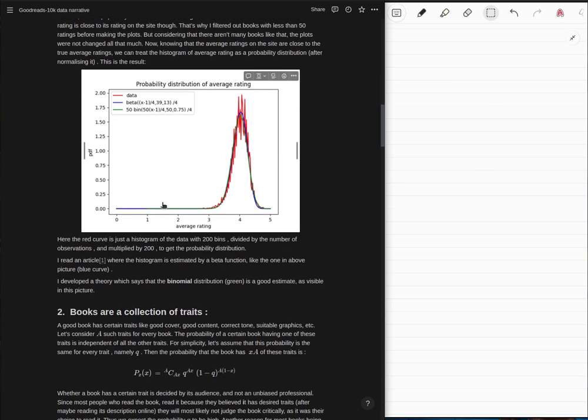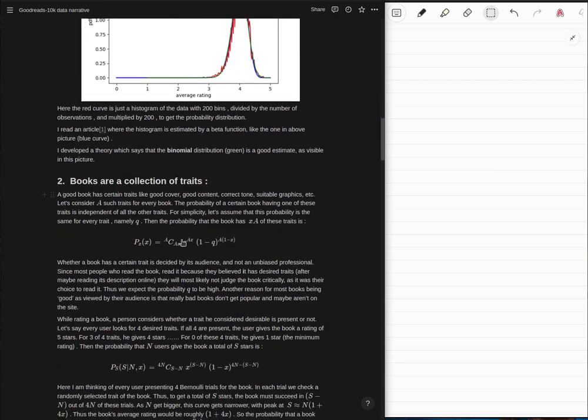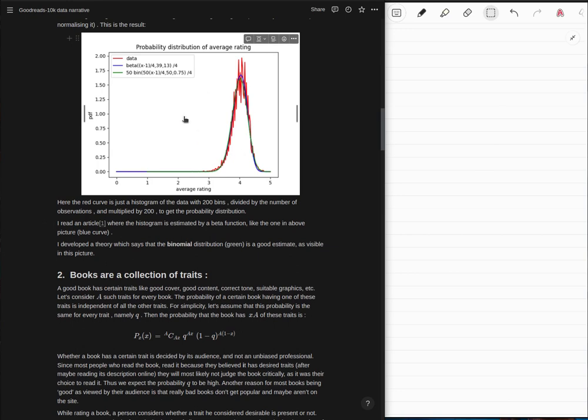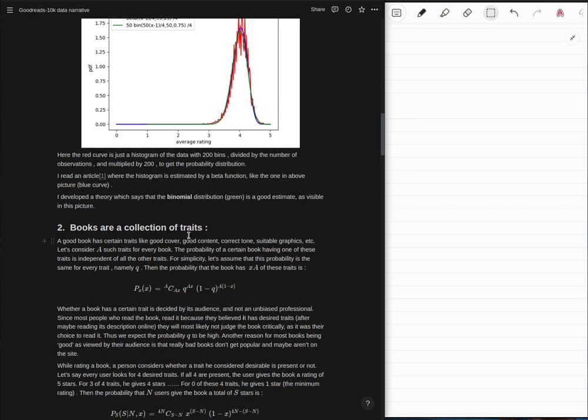Okay, so this is what we get. We can fit these two curves to our data. Question is why can we fit this binomial distribution to this? Is there a natural reason for why you would have a binomial distribution? So I developed a theory which says that the binomial distribution is in fact a good estimate all the time, not just for this particular case.